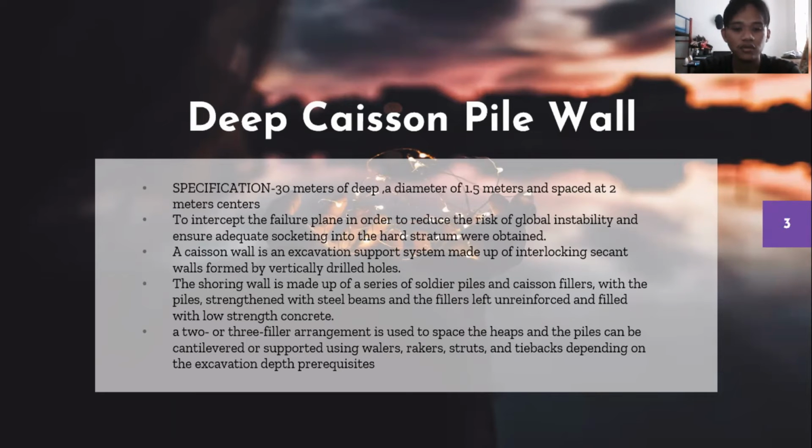Next, the secant wall is an earth retaining support system made up of interlocking piles formed by vertically drilled holes. The shoring wall is made up of a series of soldier piles and secant fillers, with the piles reinforced with steel beams and the fillers left unreinforced and filled with low strength concrete. A two or three filler arrangement is used to space the piles, and they can be cantilevered or supported using wallers, rakers, struts, or tie-backs depending on the excavation depth required.